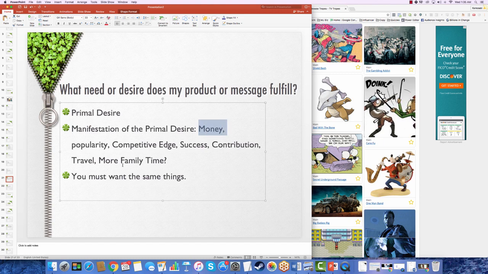Is it money? Is it popularity? Is it a competitive edge against their competitors in business or in their workplace? Is it success? Is it contribution, like the core needs we talk about, or travel or more family time? What is it? You've got to figure out what that manifestation is. And the hero needs to want the same things, so you need to tie that into your story as well. You see what we're doing here? As we're telling a story, we're weaving in the pieces of good sales copy.